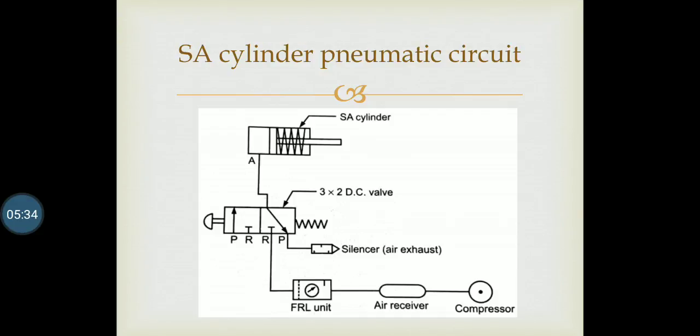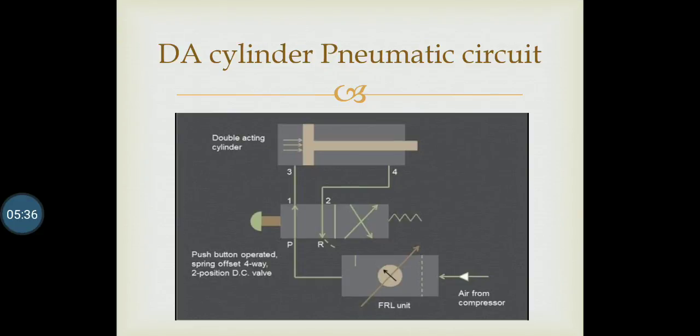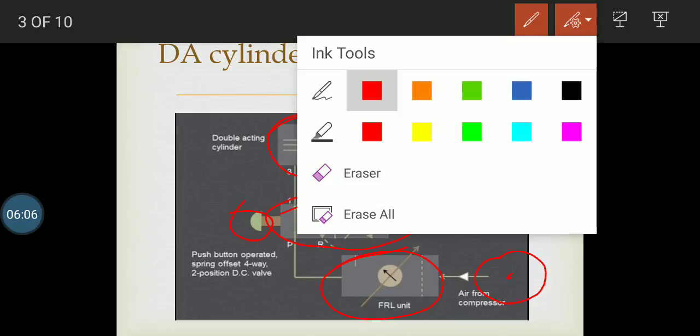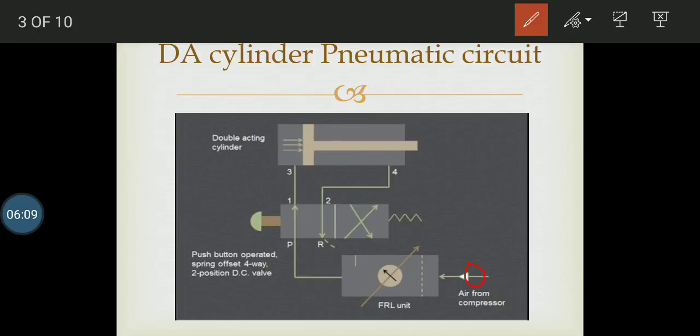Okay, so we will move to our next circuit, which is the double acting cylinder pneumatic circuit. Double acting cylinder, as the name specifies, is a double acting cylinder, and it is pneumatic in nature. So this is a pneumatic double acting cylinder. This is a 4x2 DCV, 4 ports, 2 sections in the DCV. This is a button operated spring type DCV. This is an FRL unit, and further it is having a compressor and air storage tank. Okay, this is having the air storage tank, this is having the compressor.